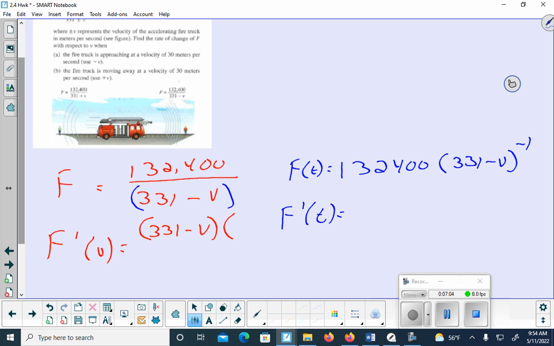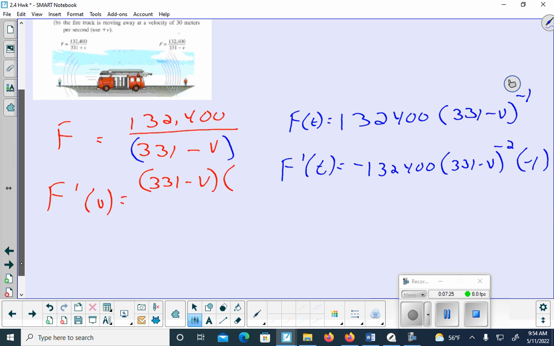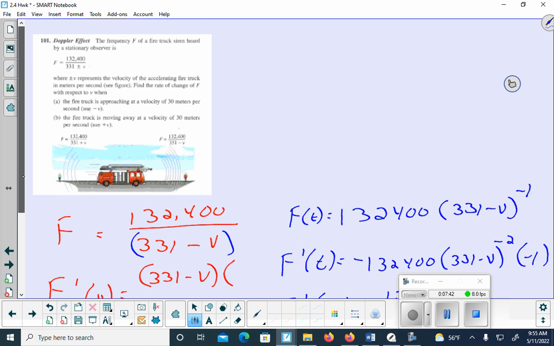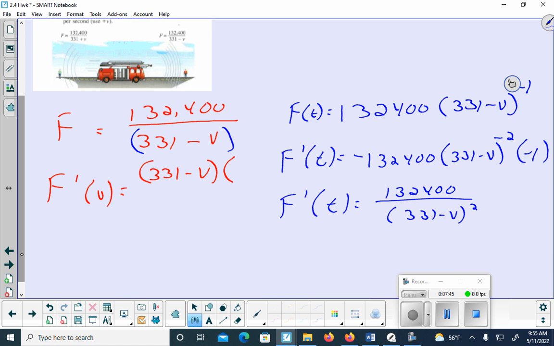I'm going to take negative 1 times this, so this will be negative. And then 331 minus v, take 1 away from this power, so negative 1 minus 1 will be negative 2. And then take the derivative of what's inside here, which will be negative 1. Which makes it positive. Negative times a negative makes it positive, and since this is a negative exponent, I'm going to put it in the denominator. Well, I'm done with finding the derivative, and then it wants the 30 meters, so then I'm going to put 30 in and get an answer.